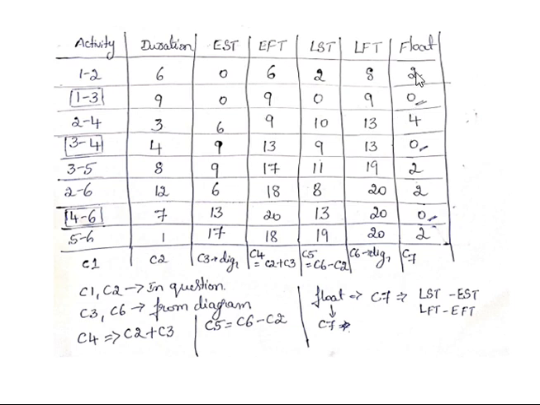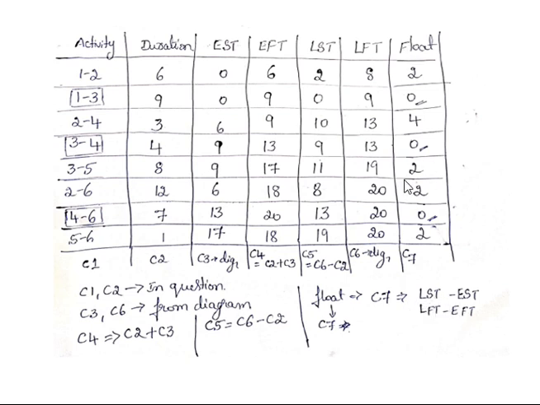The last one is the float. For column 7, you use this formula: latest start time minus earliest start time, or else you can use another formula, LFT, latest finish time minus earliest finish time. Both of them give the same answer. LST minus EST is 2 minus 0, which is 2, and 0 minus 0 is 0. Using LFT minus EFT gives the same answer: 8 minus 6 is 2, 9 minus 9 is 0, 13 minus 9 is 4. So the answer is the same whether you use the upper or the lower formula.